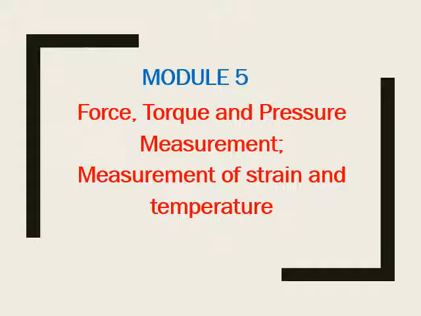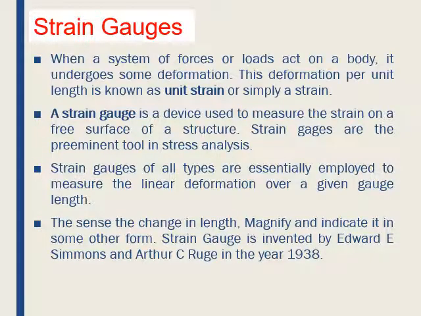Further, stress is defined as the force applied per unit area, whereas strain is defined as the change in length per unit original length. Stress cannot be measured directly, and hence normally strain, which is nothing but the change in dimension per unit original dimension, is measured with the help of strain gauges. In simple terms, when a system of forces or loads acts on a body, it undergoes some deformation. The deformation per unit length is known as unit strain, or simply strain, or engineering strain.